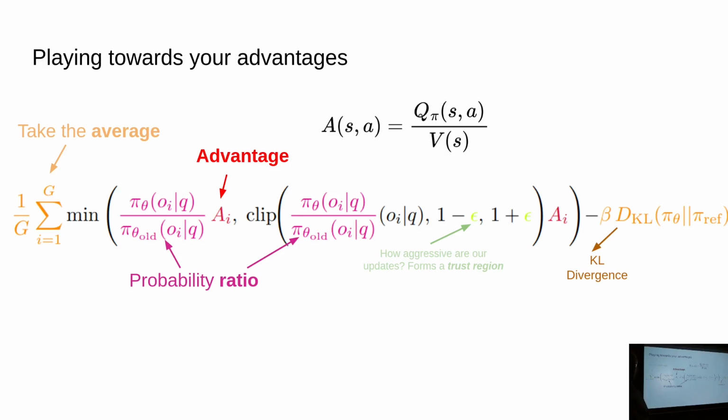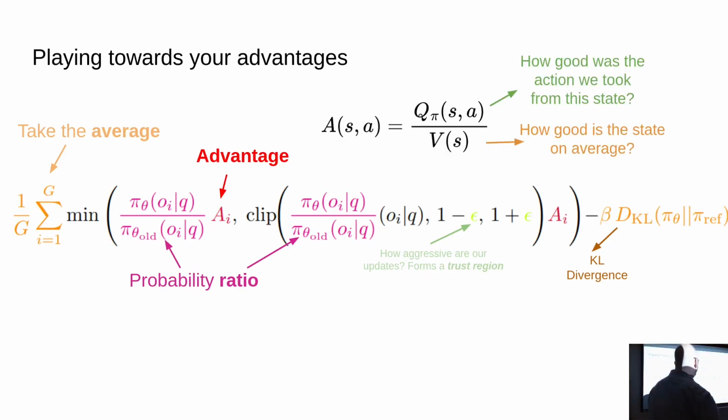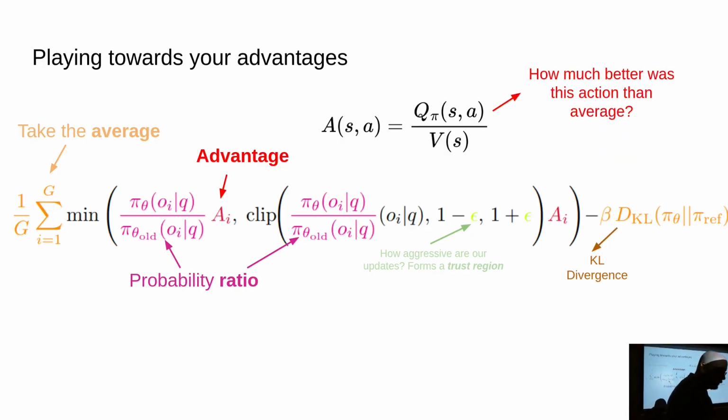Yeah, Q is the expected rewards. It's the reward you did receive for the action. Yep. So how good was the action we took from this state? How good is the state on average? What does that actually translate to? How much better was this action than average? Or if it wasn't better, how much worse than average was this action?